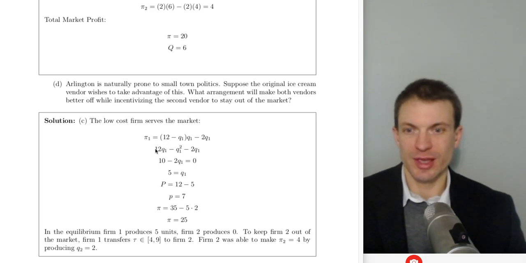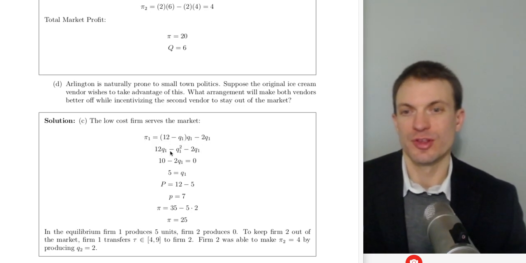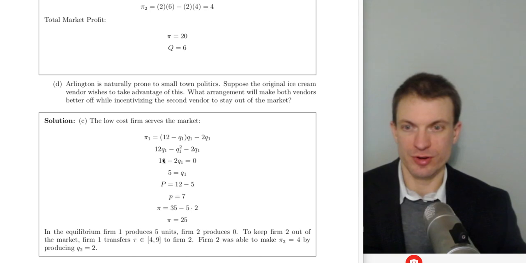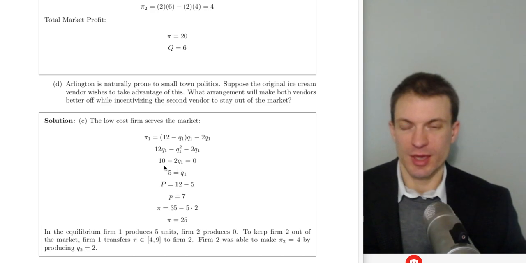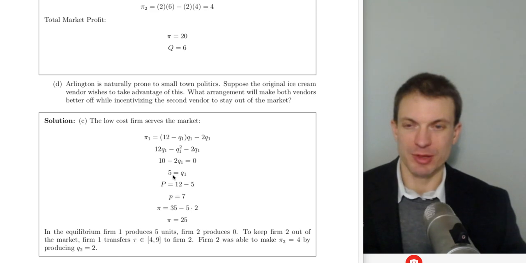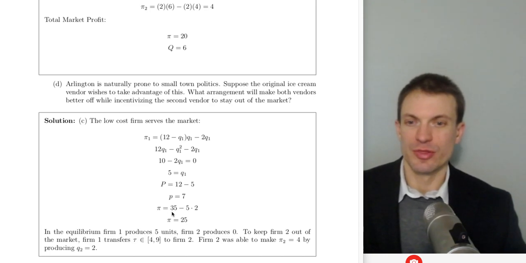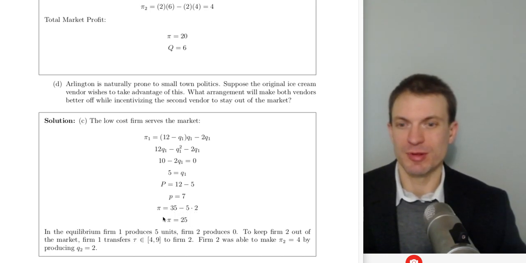So let's calculate their monopoly problem. Firm 1 is a monopolist. It's going to face the entire market demand. So this is firm 1's monopoly problem. This is price times quantity minus cost times quantity. This is a simplified version. This is the first order condition after I simplified. So I have marginal revenue equal to marginal cost, and so the optimal monopoly quantity is going to be 5. The monopoly price, 12 minus 5, is going to be a price of 7. 35 minus 10 is going to be a profit of 25.